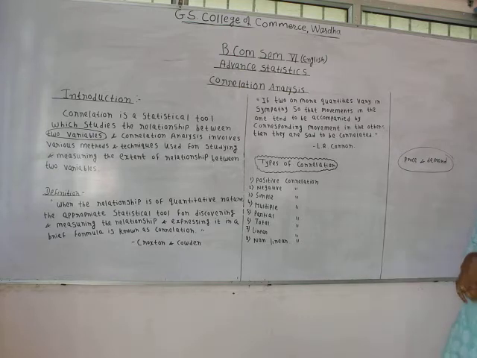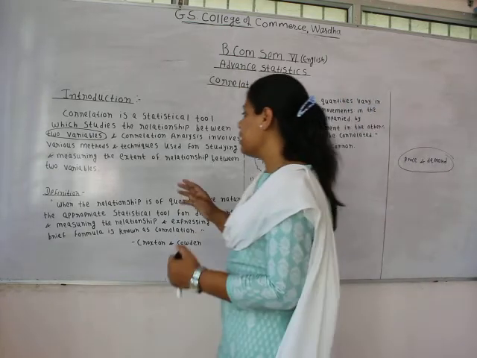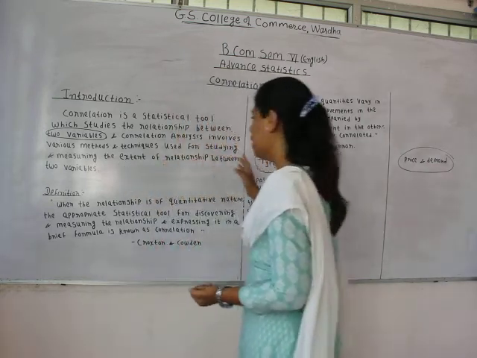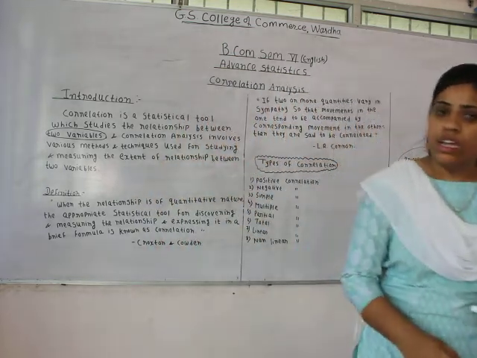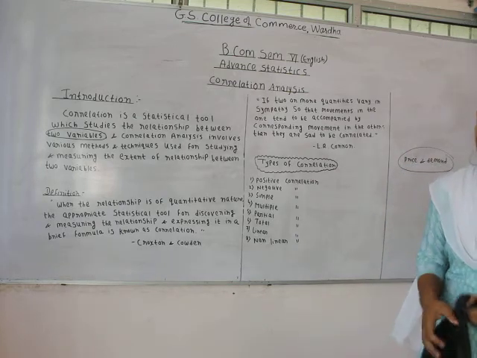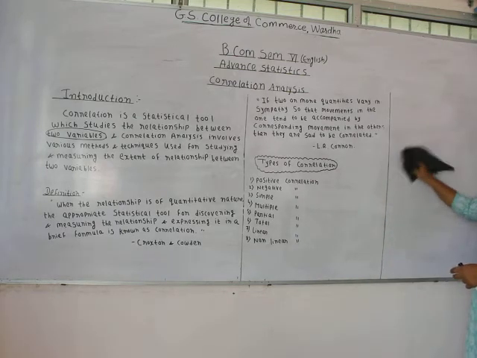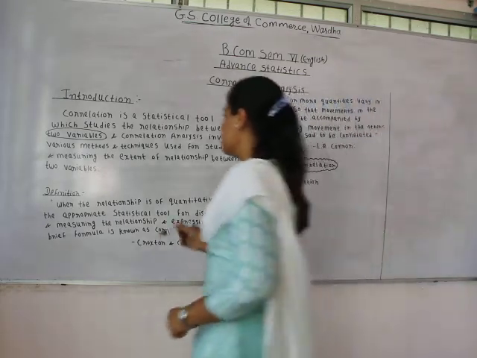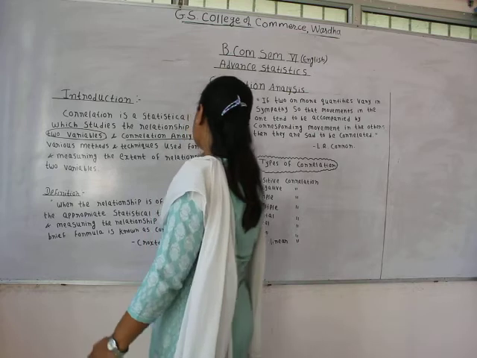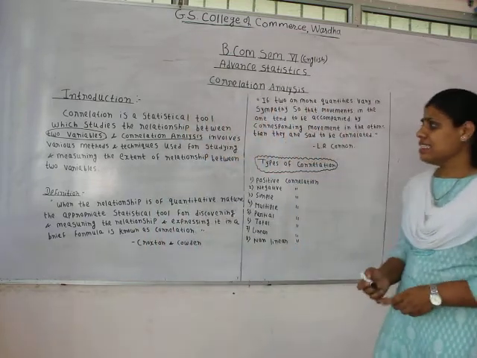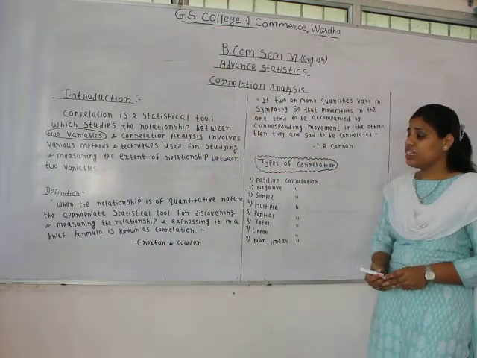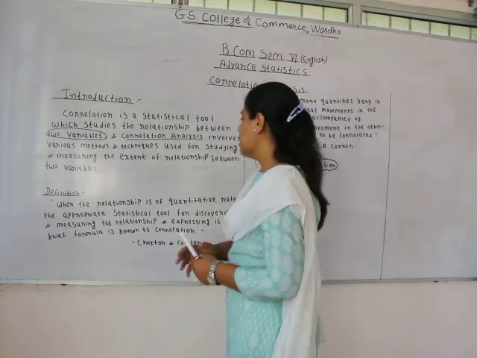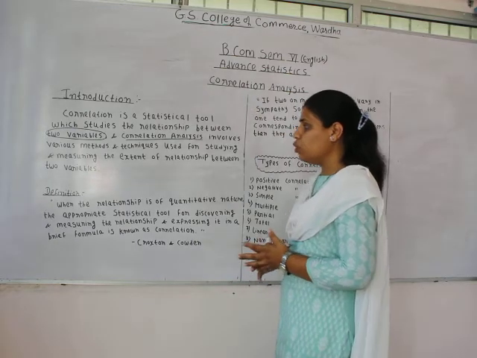Okay. And correlation analysis involves various methods and techniques used for studying and measuring the extent of relationship between two variables. Now we have seen the meaning of correlation. Further we will see what is correlation analysis. So here it's being given that correlation analysis is an analysis which involves various methods and techniques used for studying and measuring the extent of relationship between two variables.